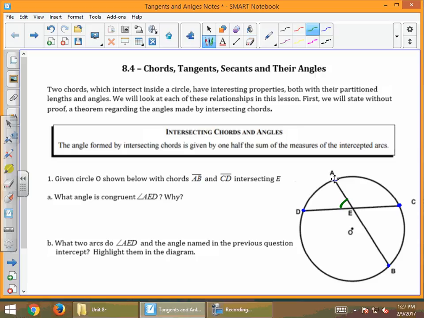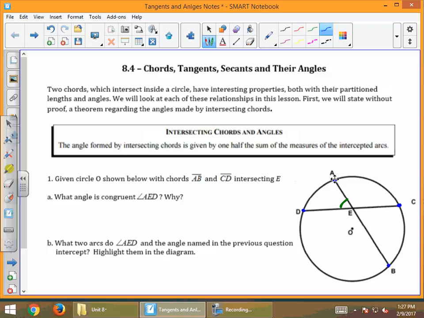Okay, and we can figure out the measure of these angles formed by those chords by just adding the intersected arcs and dividing them by 2. So that's what pretty much this little box is saying. It's saying that angles formed by intersecting chords can be found by taking half of the sum of the intersected arcs. There's a little more in depth here in this example.